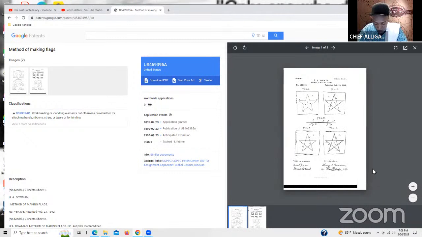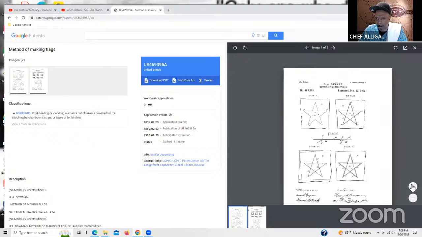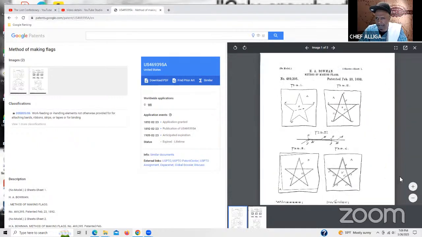Henry Bowman's goal was to afford a practical and efficient mode of affixing the emblems or stars upon the field fabric of flags, regardless of size, and to create a mode by which the time, labor, and expense of manufacture are greatly reduced. So we can see here.